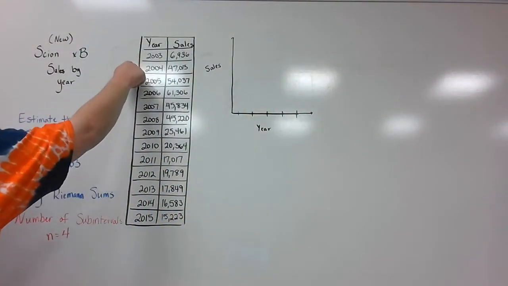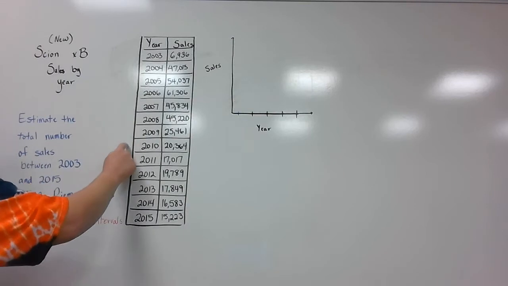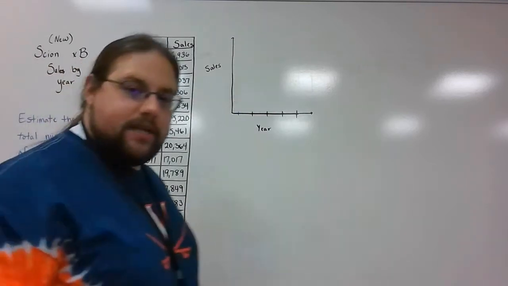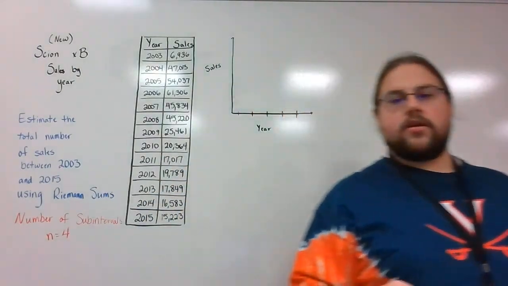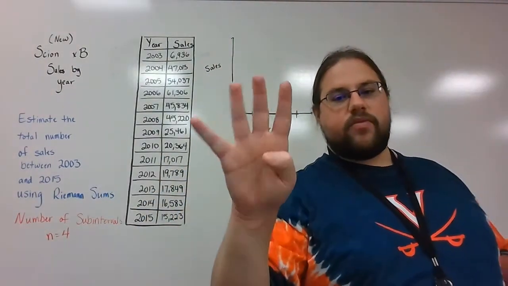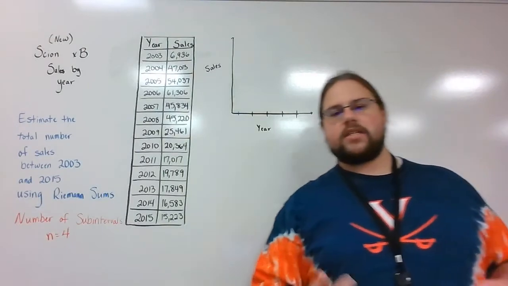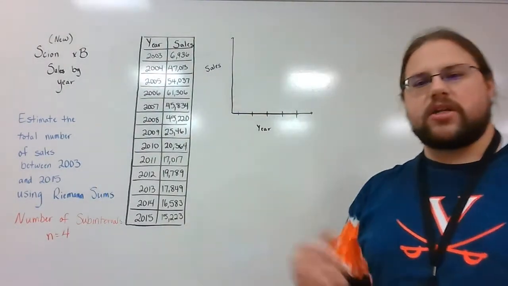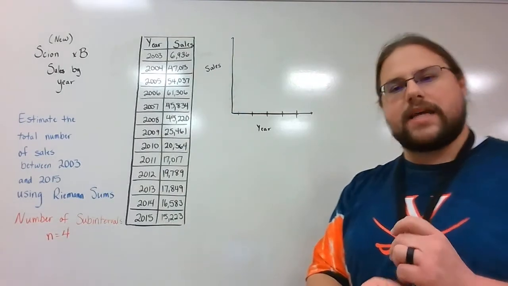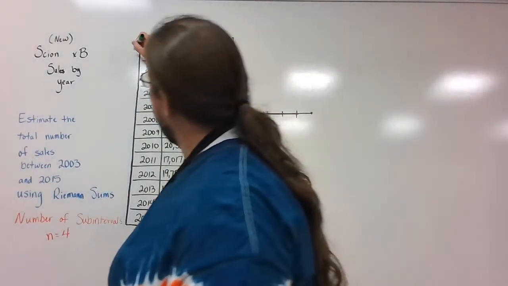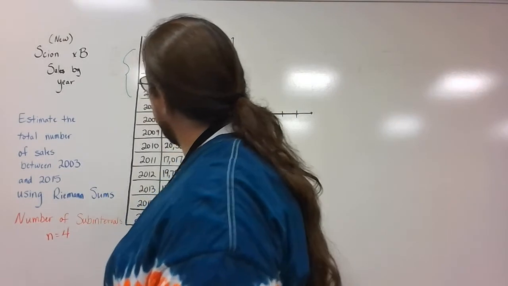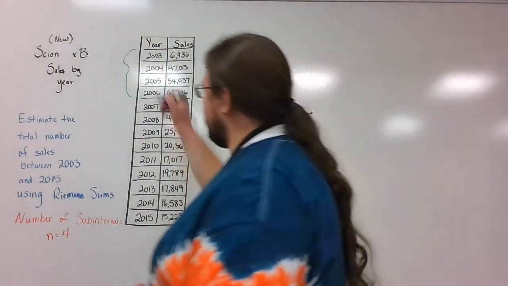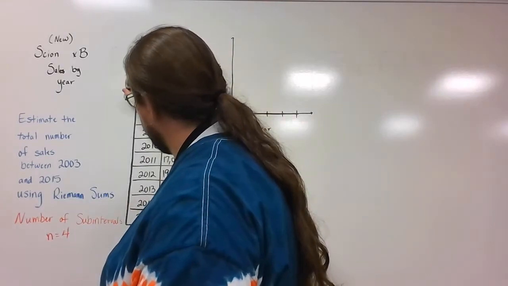I have 1, 2, 3, 4, 5, 6, 7, 8, 9, 10, 11, 12, 13. Now, I've got 13 pieces of data, 13 years. So, if I want to have 4 subintervals, I'm going to divide 13 by 4. You get right about 3. So that's what I'm going to do, is about every 3 years I'm going to start a new rectangle. So I'm going to start at 2003 and come down to 2006. So that's 1, 2, 3 years. Then 2006 will be my overlap year. That's going to be where I start my new rectangle.